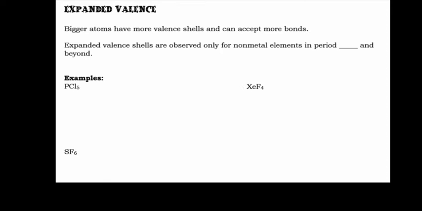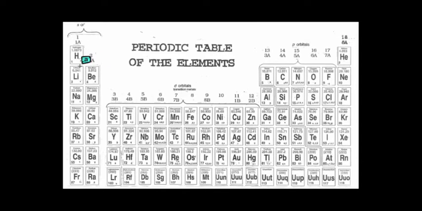So we know small atoms like hydrogen can only accept one bond, but bigger atoms have more valence shells and can accept more bonds than just four. So they can have more than an octet. And expanded valence shells are observed only for nonmetal elements in period 3 and beyond. I'll show you what that looks like on a periodic table.